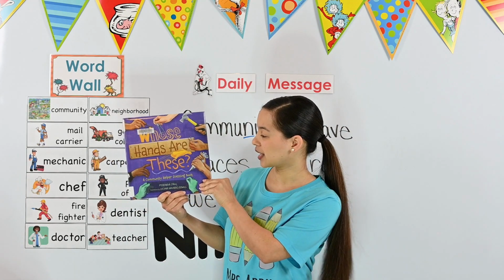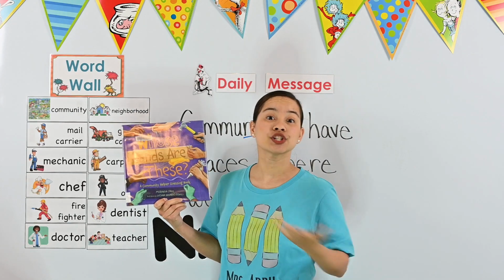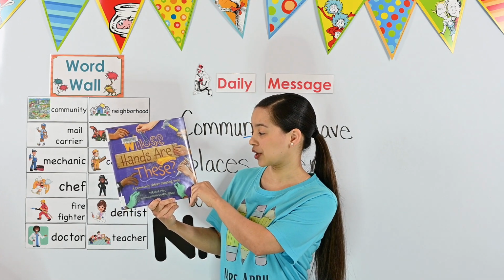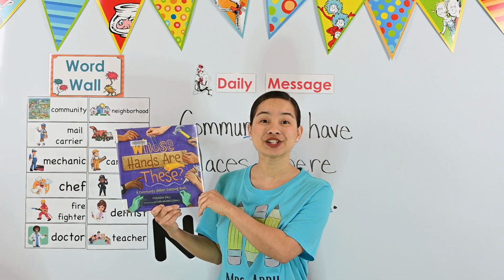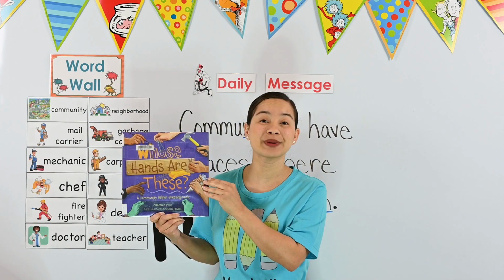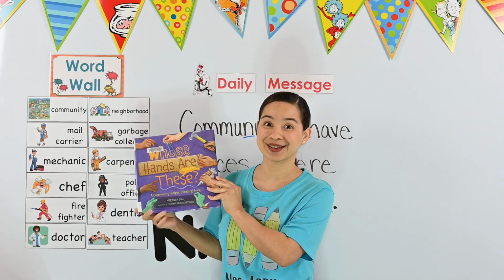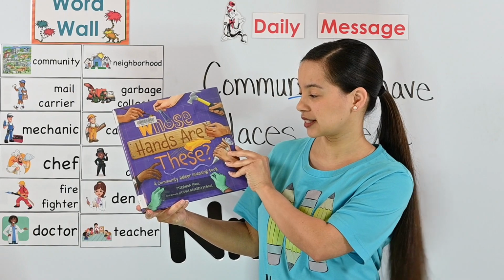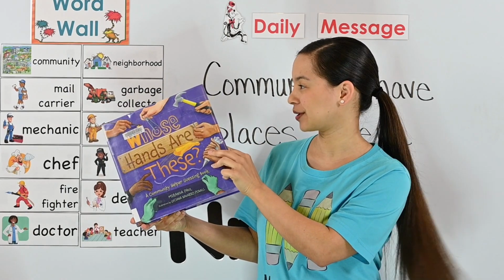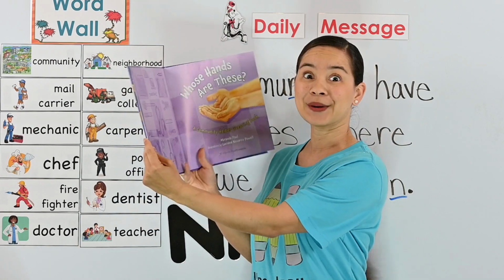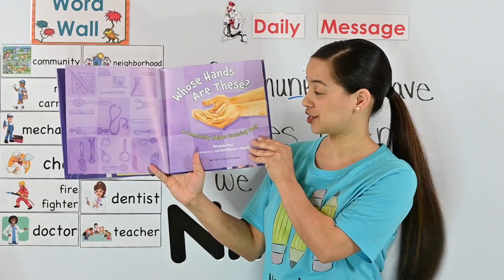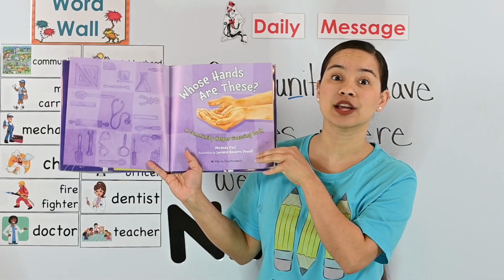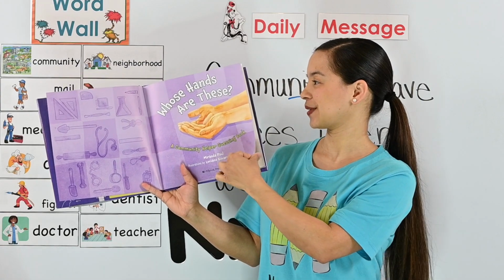The author of our book is Miranda Paul. She is the person who wrote all the words we're going to read today. And our illustrator is Lucina Powell. She's the one who drew all the beautiful pictures that we're going to see. Are you ready to read today's book? Excellent. Whose Hands Are These? A Community Helper Guessing Book. Oh, look, here is our title page. Our title page shows us the title of our book again, and it also lists the author and illustrator. Okay, ready?